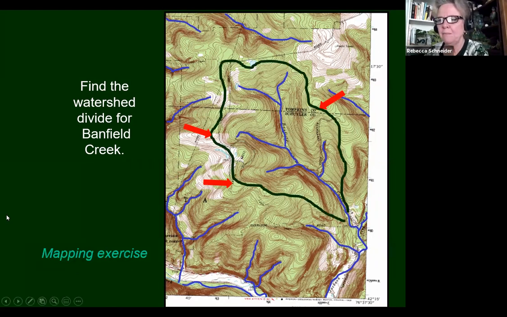Okay, I hope that made a lot of sense to you. This black line represents where the watershed divide is for Banfield Creek, and I've put red arrows to show where some of the circles are that you would have included as you drew in your divide. And now you know how to figure out the watershed basin.